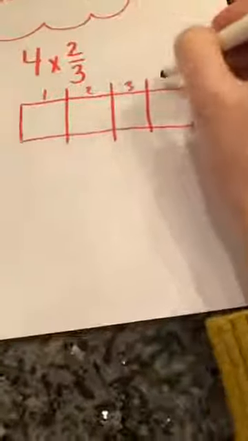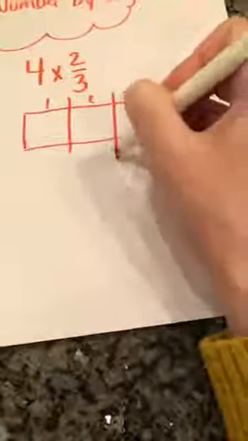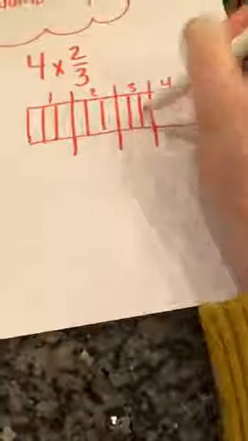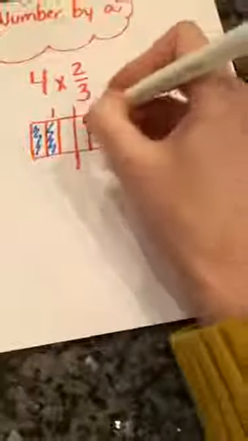So here's my 4. 1, 2, 3, 4. I'm going to extend those so that kids can really see. My job is to determine how many 2/3 pieces fit into my 4, so I need to partition these into thirds. And then from there, I'm finding 2/3.